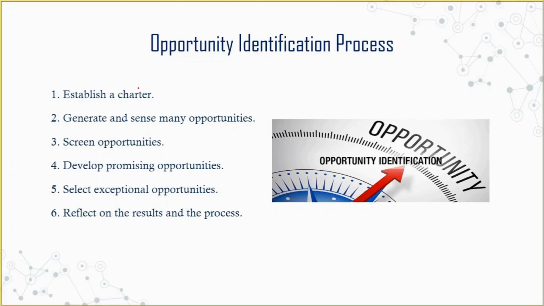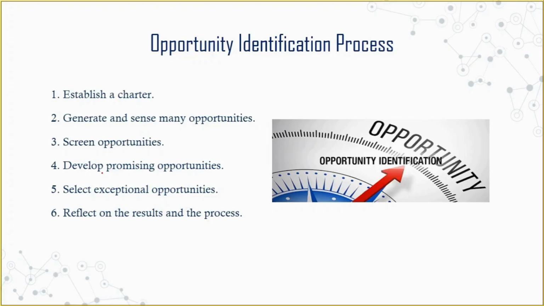So the first step is establish a charter. The second step is generate and sense many opportunities. The third step is screen opportunities. The fourth is develop promising opportunities. The fifth one is select exceptional opportunities, and the sixth one is reflect on the results and the process. So here we are going to see all these steps one by one.